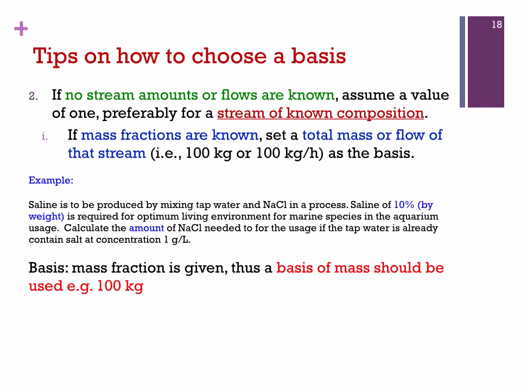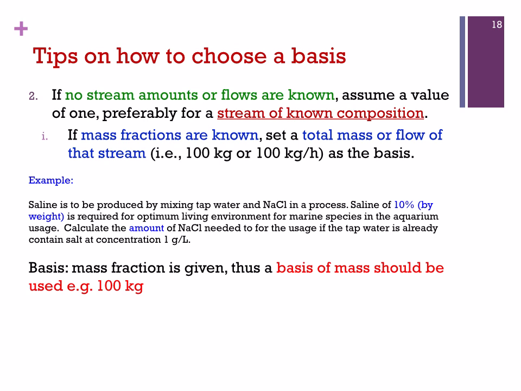All right, so if no stream amount of flows are given, you need to assume a value. So how do you choose which stream to assume a basis? Normally we will choose the stream whose composition is known, or else it's going to be tough to do the mass balance calculation. So number one, if the mass fractions are known, normally we will set the total mass or total flow of that particular stream as the basis.